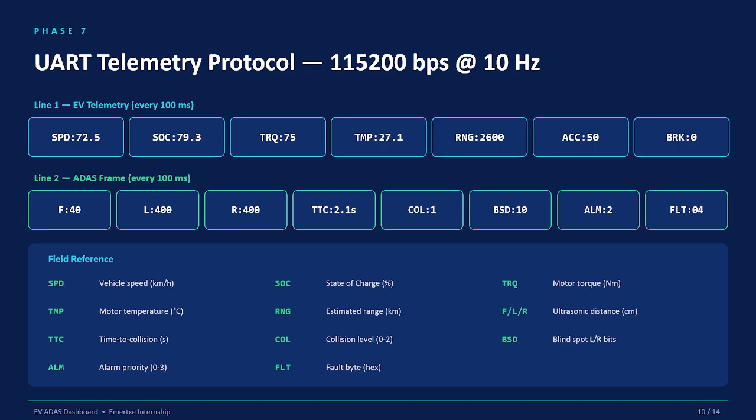And next thing, UART telemetry plot. After calculating the vehicle parameters, the STM32 sends the information to the computer through UART communication. STM32 transmits data every 100 milliseconds, which means the dashboard updates approximately 10 times every second. The Python application continuously reads these text frames, which include speed, SOC, torque, temperature, range, acceleration, brake, etc. It separates each field using labels. Finally, it updates the dashboard in real time.